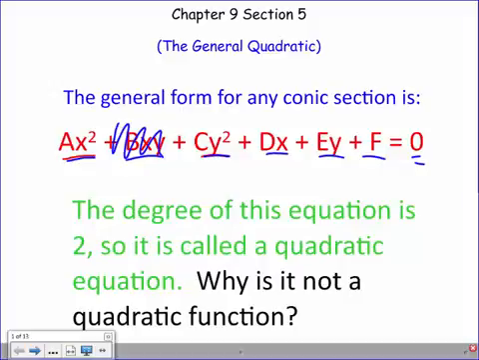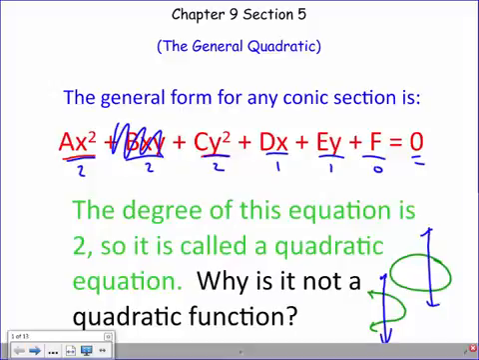Because you always grab the highest degree: second degree term, first, 0th degree. So it's a second degree, and it's called a quadratic. Why is it not a quadratic function, though? Well, if this is the form for any conic section, don't we have some conic sections, ellipses or parabolas going sideways? Would those pass a vertical line test for a function? No, they would not. So that's why it's just an equation and not a function.